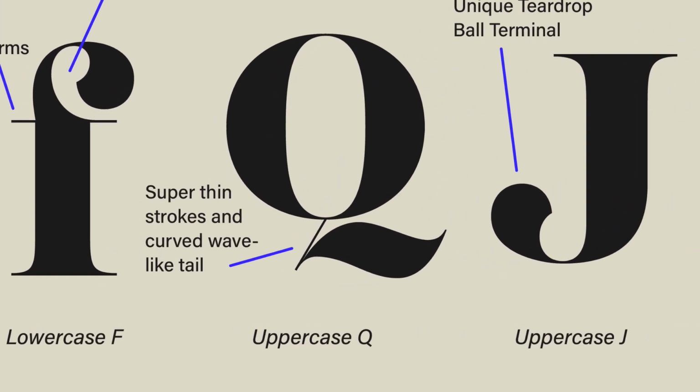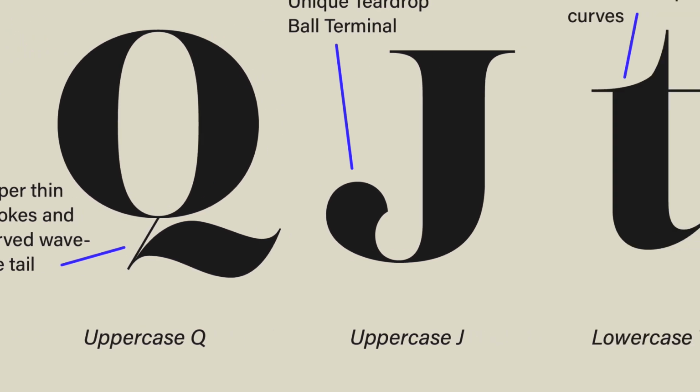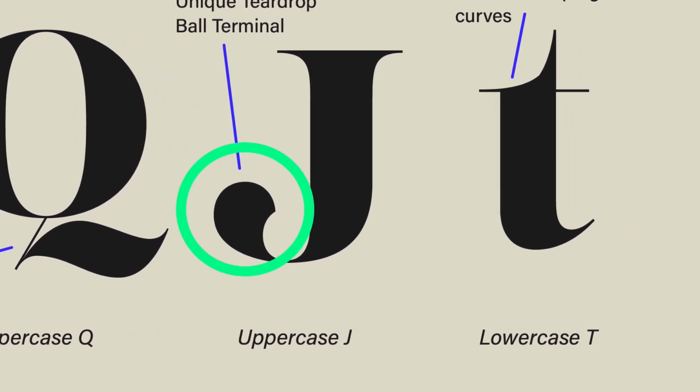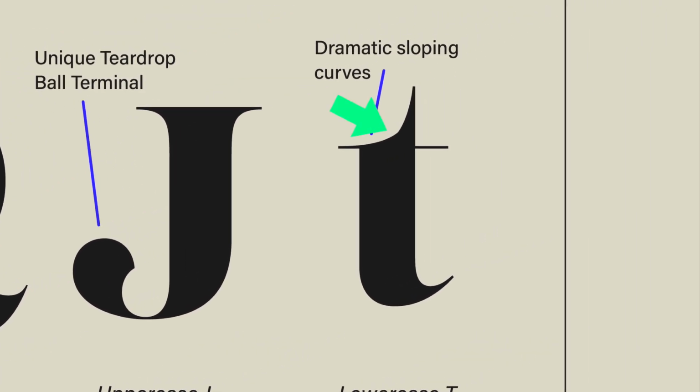You have this interesting, neat, almost single point stroke that connects the Q and the circle, the closed counter, and the tail of the Q. And really cool ball terminals that have that teardrop shape that's pretty consistent throughout the typeface. And some really neat sloping curves on that lowercase t.